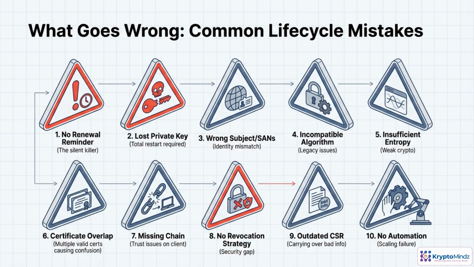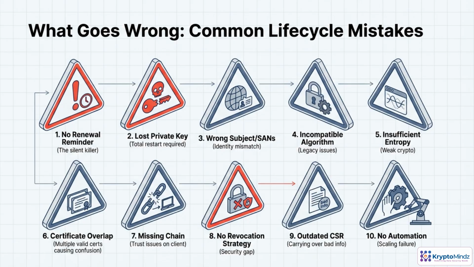So far, we've focused on how the lifecycle should work. Now let's look at how it actually breaks in real environments. The first killers are boring operational issues. Certificates expire because nobody tracks them. A single missed renewal can take down a public website, a VPN, or an internal API. Equally painful is losing the private key. You can't just reissue trust. You often have to rebuild that identity from scratch.